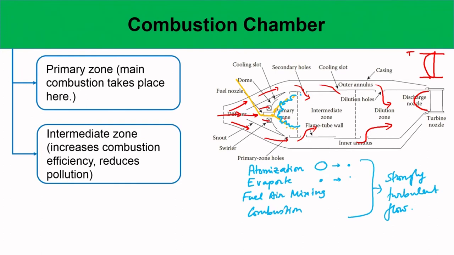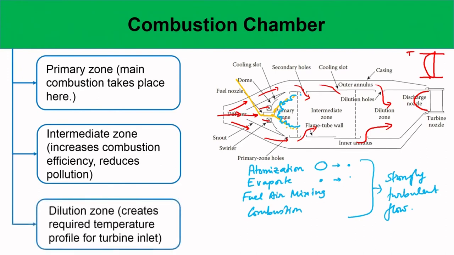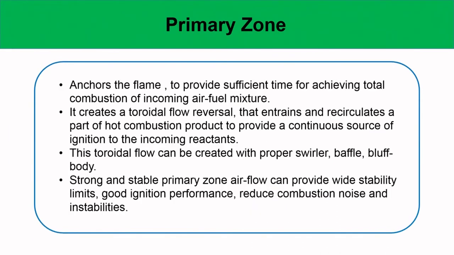The primary zone is where the main combustion takes place, and the intermediate zone increases the combustion efficiency and reduces the pollution, we will see how. The dilution zone essentially creates the required temperature profile for the turbine inlet. So these are the different processes that must happen. Just to recap, the primary zone is used for anchoring the flame and to provide sufficient time for achieving the total combustion of the incoming air-fuel mixture.